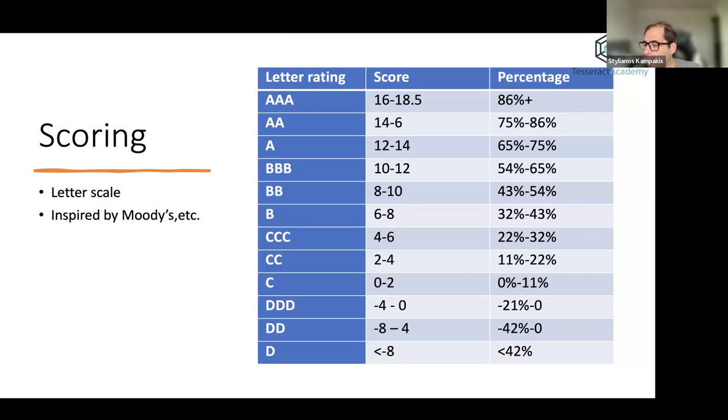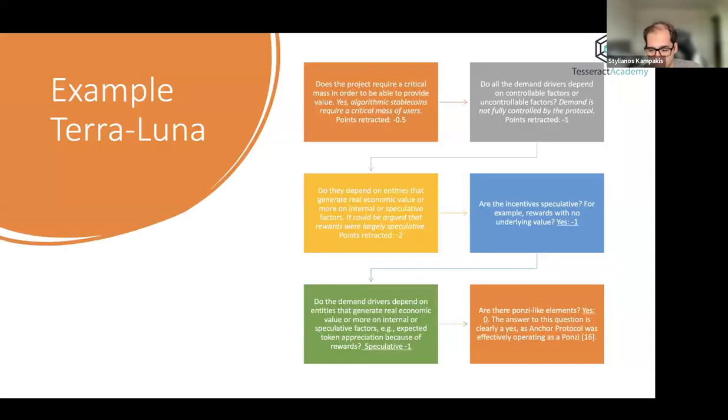So if you're dealing with, I don't know, DeFi and crypto derivatives, you're never going to be a very safe project, and that's absolutely fine, okay? So, here's an example of an audit of Terra Luna. There are many questions in that checklist, which I just described, and we're going to go through it in a second. On this particular slide, you see answers to certain questions which would influence the scoring of Terra Luna.